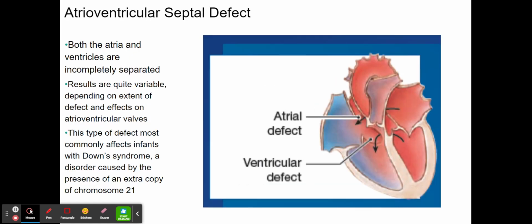In an atrioventricular septal defect, both the atria and the ventricles are incompletely separated. The results are quite variable, depending on the extent of the defect and the effects on the atrioventricular valves. This type of defect most commonly affects infants with Down syndrome, a disorder caused by the presence of an extra copy of chromosome 21, also known as trisomy 21.